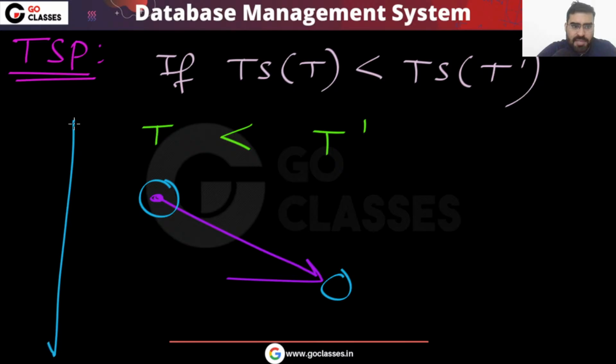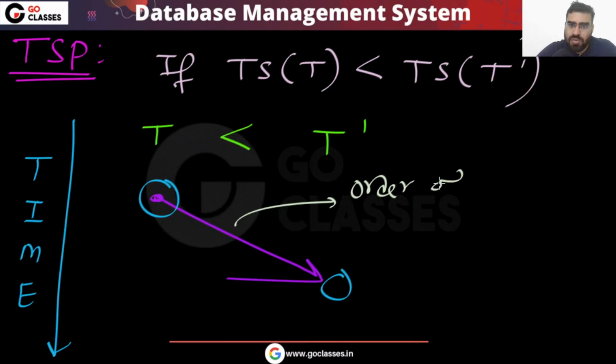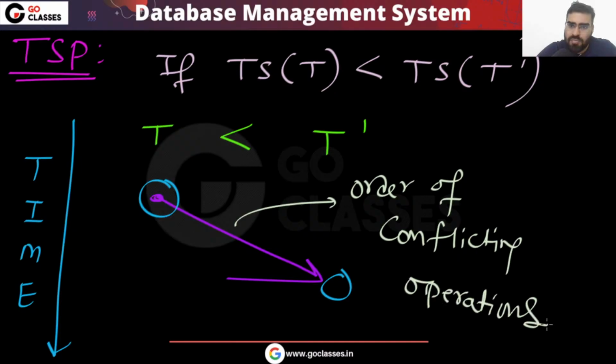Here the actual time is increasing. So you can see that conflicting operations will happen in this order. This will be the order of conflicting operations.